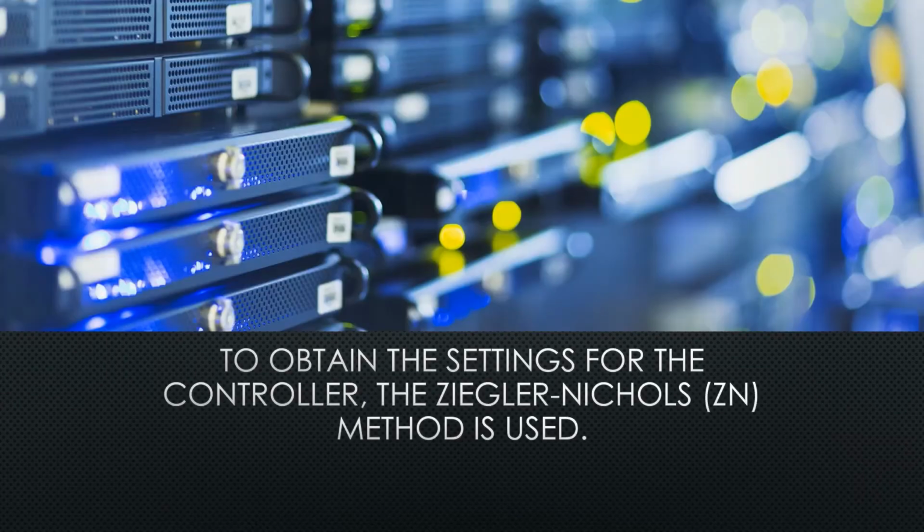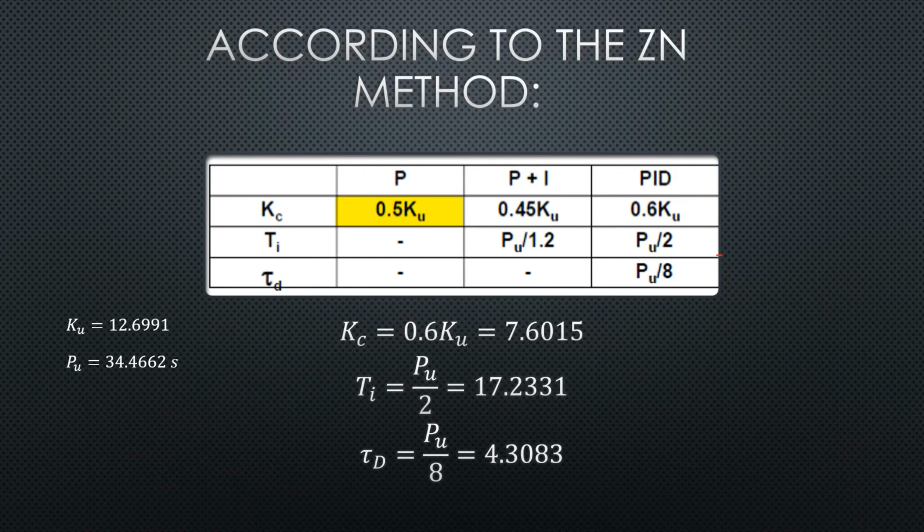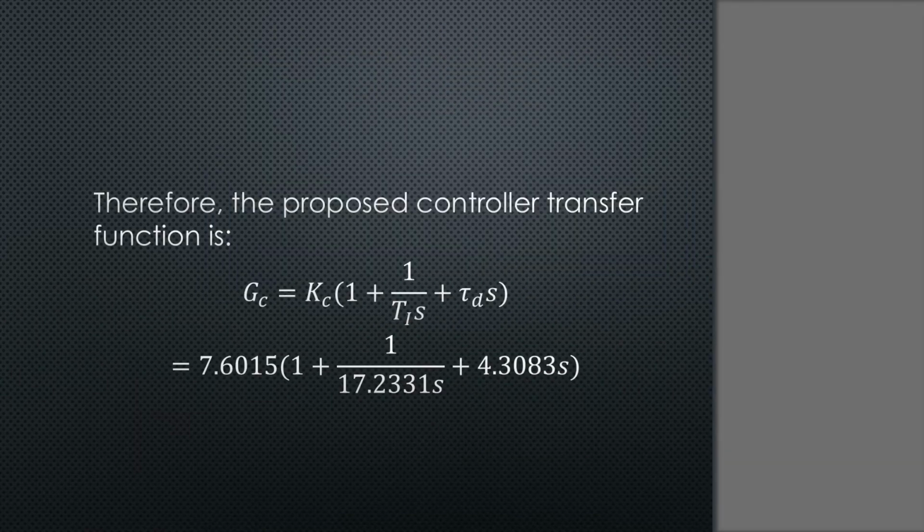To obtain the settings for the controller, we use the Ziegler-Nichols method. Using the formulas listed in this table, we obtain the values of Kc, Ti, and Td. After plugging the values into the general equation of the controller, we finally obtain the transfer function of this.